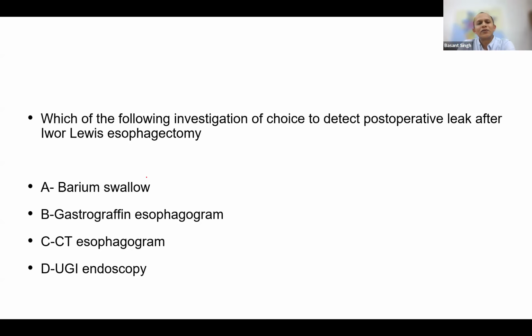If you don't have iohexol, you can give gastrographin. It's not that gastrographin is contraindicated. The only thing is that if the patient has a high risk of aspiration, we don't give gastrographin. But yes, obviously you cannot give barium.